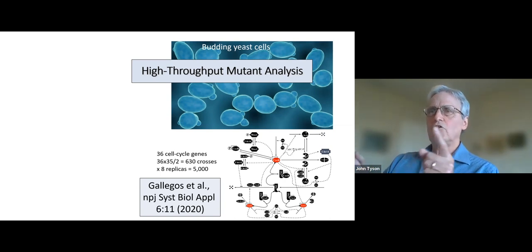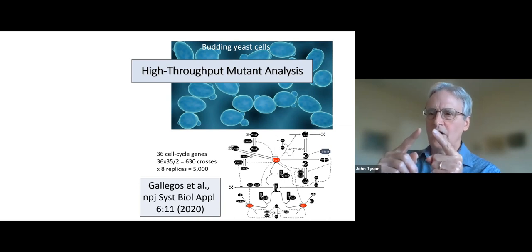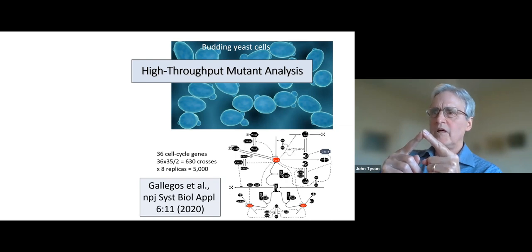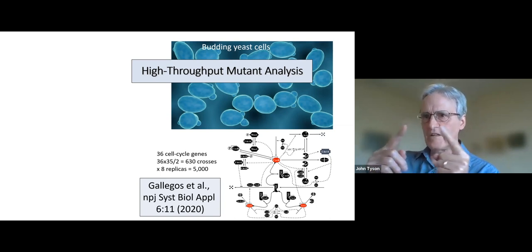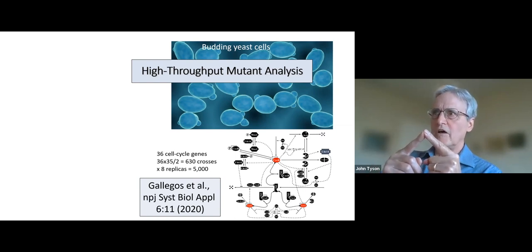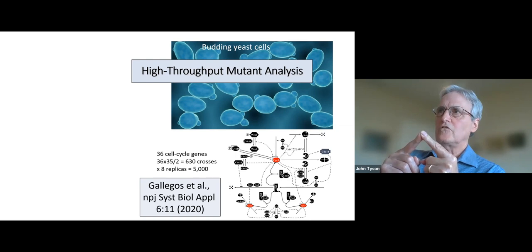But then the question is, when I cross two viable mutants to obtain a double mutant, is the double mutant viable or is the double mutant inviable? If the double mutant is inviable, that's called synthetic lethality. And that tells you that those two gene products are interacting with each other and controlling the cell cycle. And if you knock out both of them, you kill the cell. So the question is, how can we characterize the synthetic lethality among these genes?